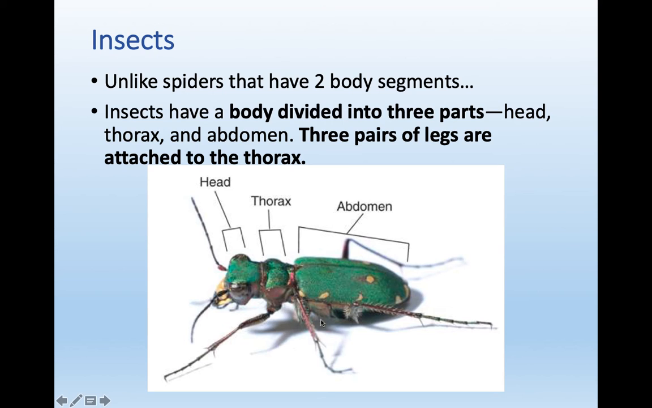And then insects typically have three pairs of legs, and all three of them are attached to the thorax area, which, again, you would have seen in the grasshopper dissection. All three of their pairs of legs were attached, for the most part, to the thorax region, not so much the abdomen or the head.